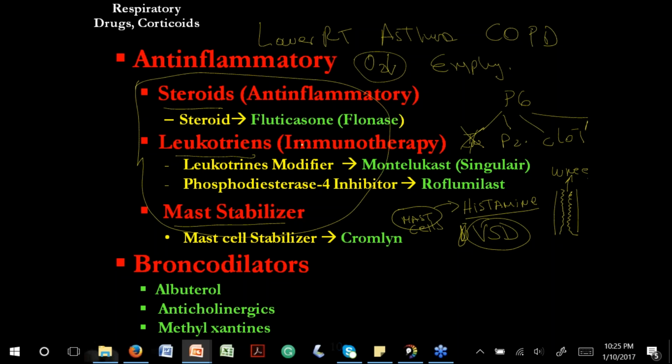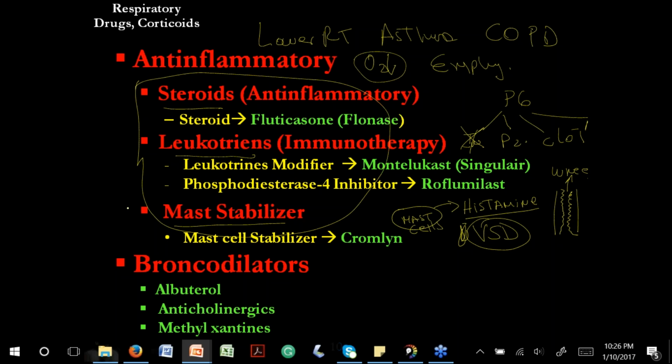All right, so here we have steroids, leukotrienes, and mast cell stabilizers, and all of these are not used for acute process. They are used to control the recurrence of the asthma process in the long run, and it takes a few days, even weeks, to take effect. So if you have a patient with acute respiratory distress because of asthma or COPD, these are going to control it, but in the long run.